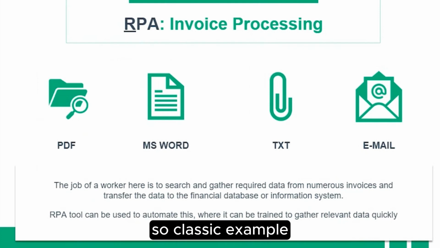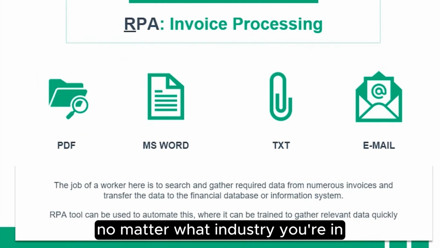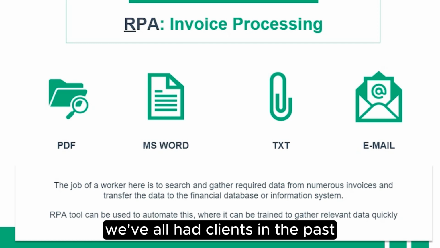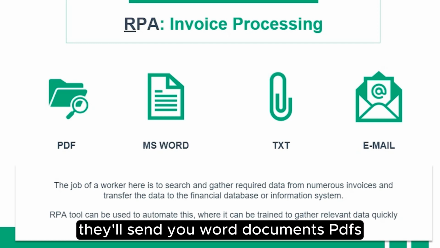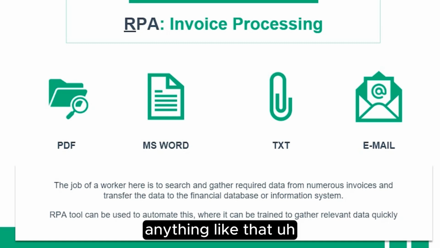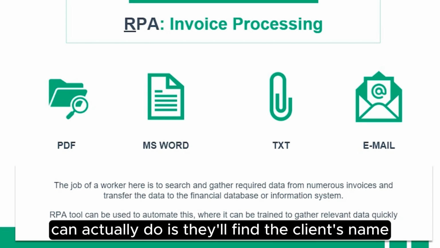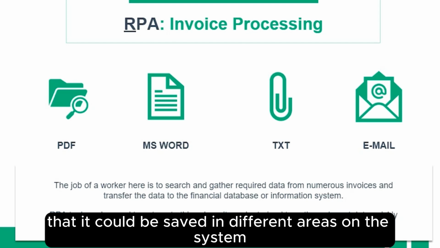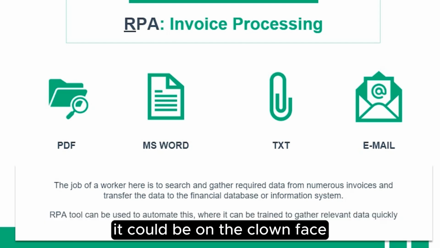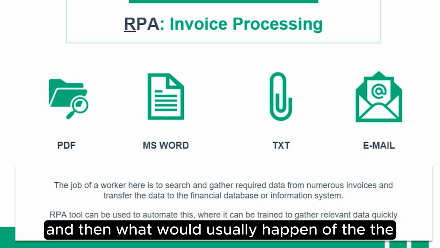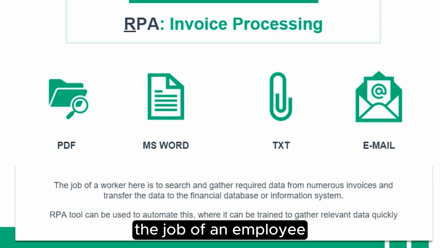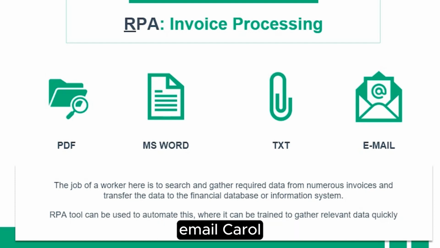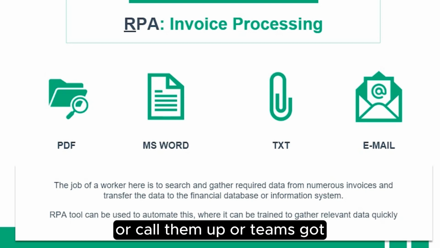So a classic example, you'll have this, no matter what industry you're in. We've all had clients in the past. They'll send you different emails. They'll send you Word documents, PDFs, memory sticks, anything like that. And what the RPA can actually do is find the client's name, which could be saved in different areas on the system. It could be on the cloud base. And then what would usually happen, the job of an employee, as you can see on there, would be to actually manually search through the organization, email Carol or call them up or Teams call, anything like that.